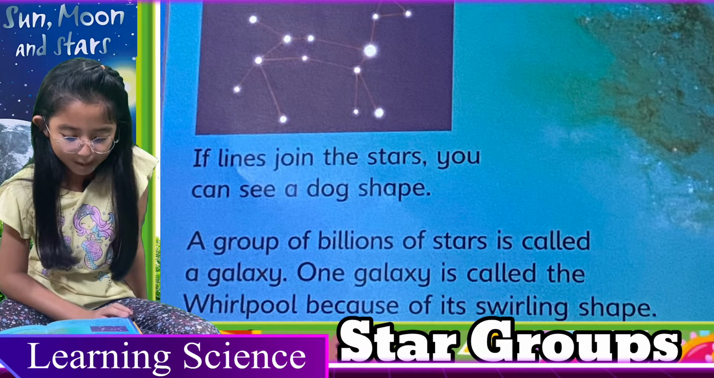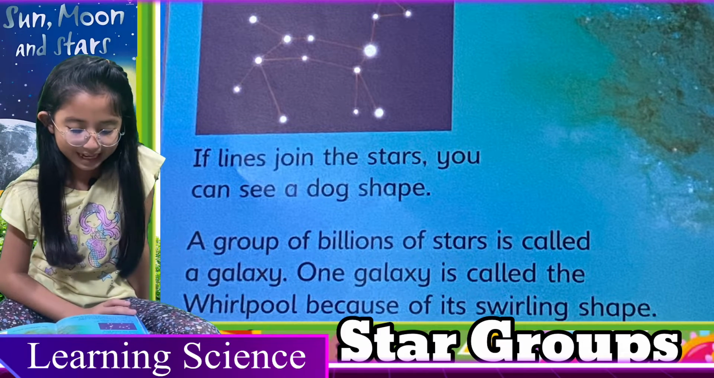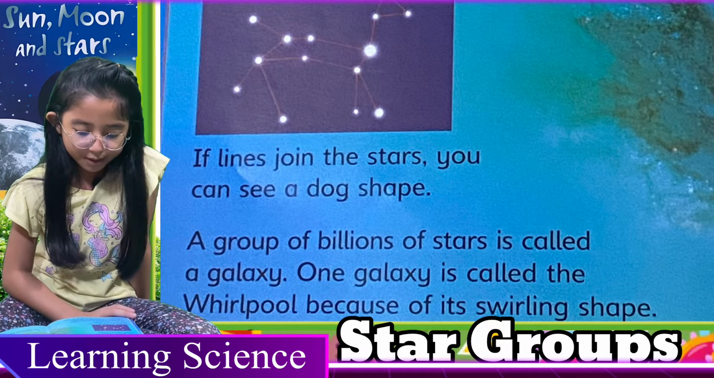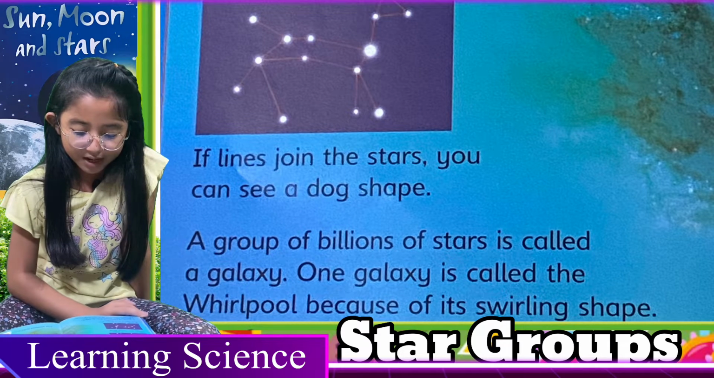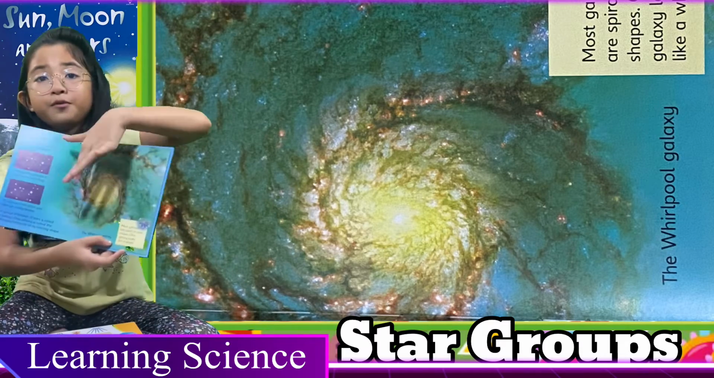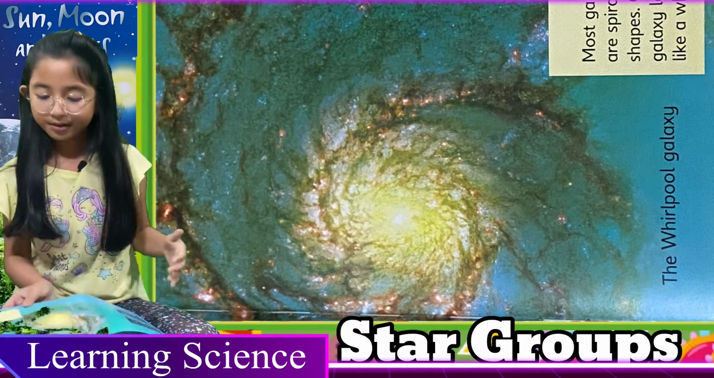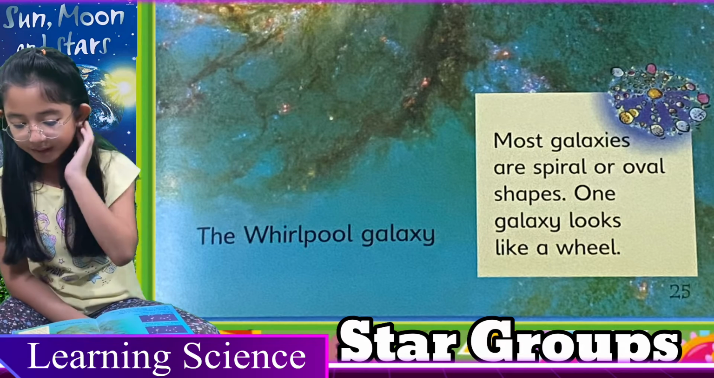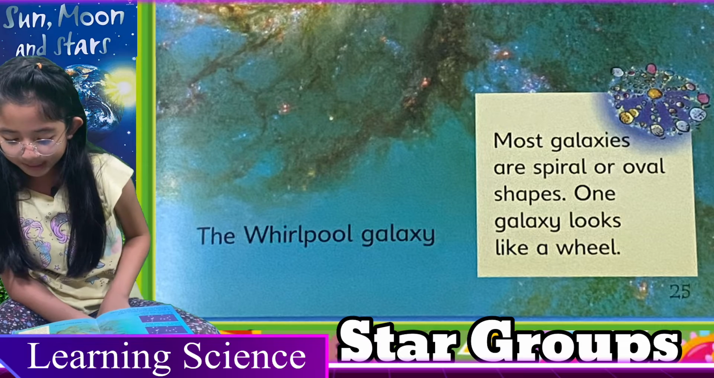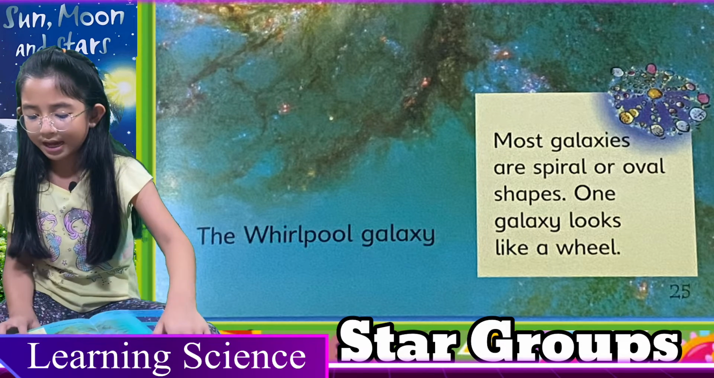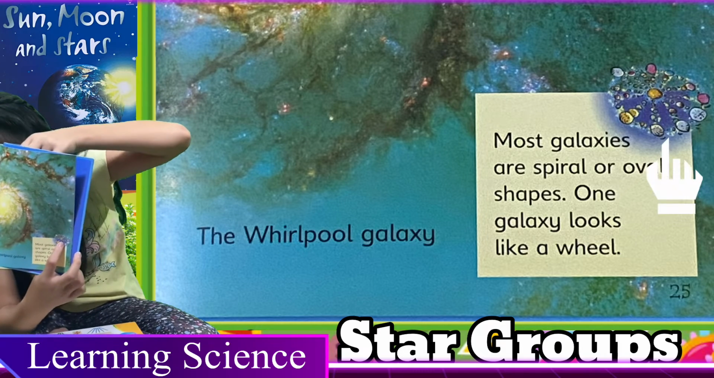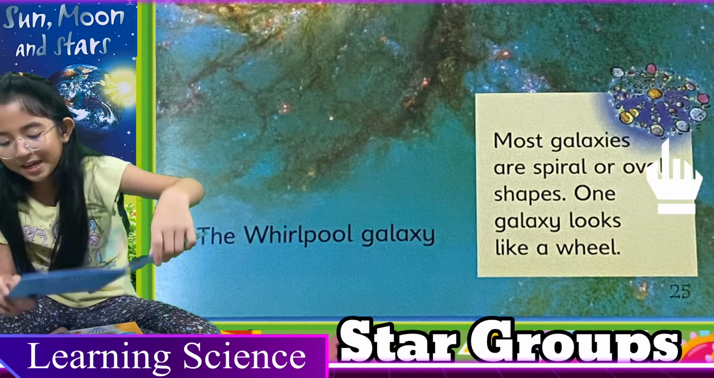A group of billions of stars is called a galaxy. One galaxy is called the Whirlpool because of its swirling shape. The Whirlpool galaxy. Here, the Whirlpool galaxy, guys. Most galaxies are spiral or oval shapes. One galaxy looks like a wheel. Guys, I don't know if you can see this because it's too small here. A wheel galaxy.